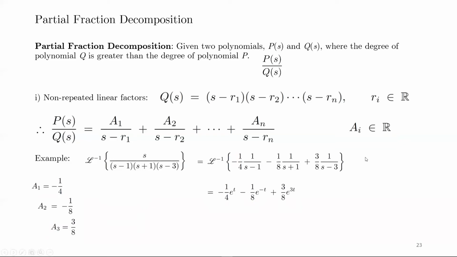So again, you really need to know your Laplace transform table, or at least have it in front of you so that you can refer to it and say, what function, if I take the Laplace transform of it, gives me 1 over S minus 1? Well, if I take the Laplace transform of e to the t, I get 1 over S minus 1.